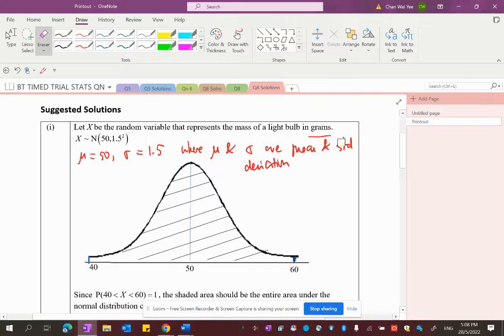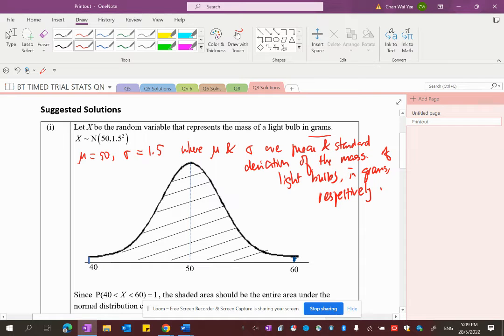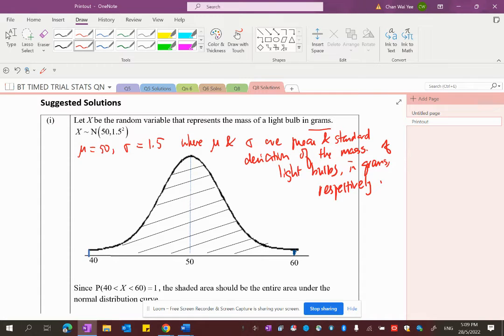Should spell in full. Let me rewrite again: standard deviation of the masses of light bulbs in grams respectively. So we are following the instruction given by the question because the question requires us to state the parameters used by the distribution.